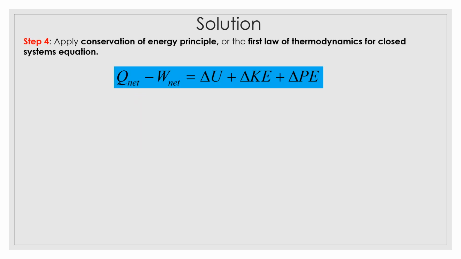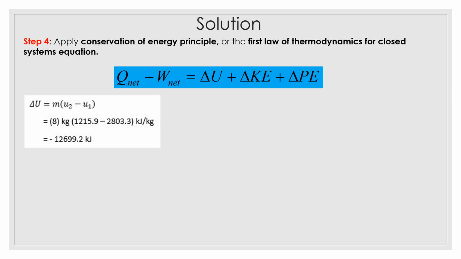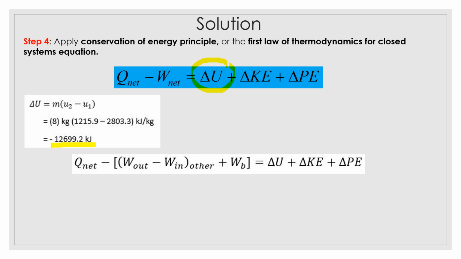Next, apply the conservation of energy principle, or the first law of thermodynamics, for closed system equation. So this is the equation, Q net minus W net equal to delta U plus delta KE plus delta PE. Before we go further, we need to solve for delta U. So this is the detail to solve delta U, where we obtain negative 12699.2 kilojoule. And then this is the complete equation set of the Q net. So we have the work out, work in, work boundary, and the internal energy, kinetic energy, and potential energy.